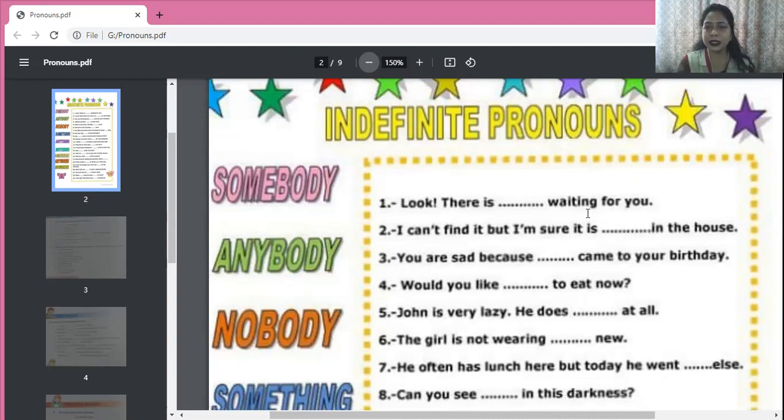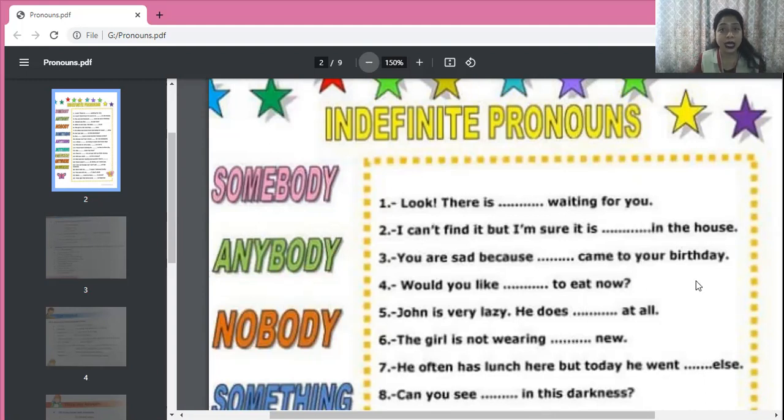Now, let's do this exercise. Look, there is dash waiting for you. Look, there is somebody waiting for you. Someone waiting for you, somebody waiting for you. I can't find it, but I'm sure it is dash in the house. So where in the house? Somewhere in the house. I can't find it, but I'm sure it is somewhere in the house. You are sad because dash came to your birthday. You are sad because no one came to your birthday. Nobody came to your birthday.